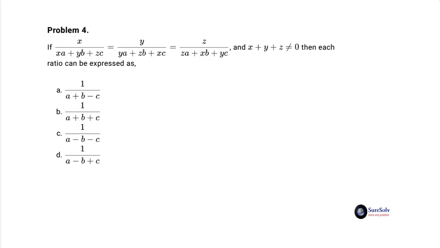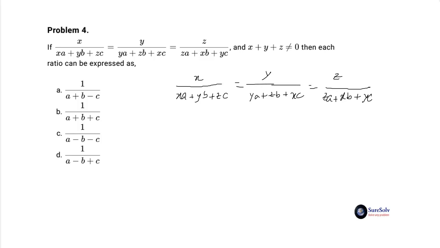By this technique, an additional dummy constant is appended to the end of the chain, giving x by (xa plus yb plus zc) equal to y by (ya plus zb plus xc) equal to z by (za plus xb plus yc) equal to p. The advantage is, now we are able to form 3 independent equations with the dummy constant as x by (xa plus yb plus zc) equal to p, or x equal to p times (xa plus yb plus zc).